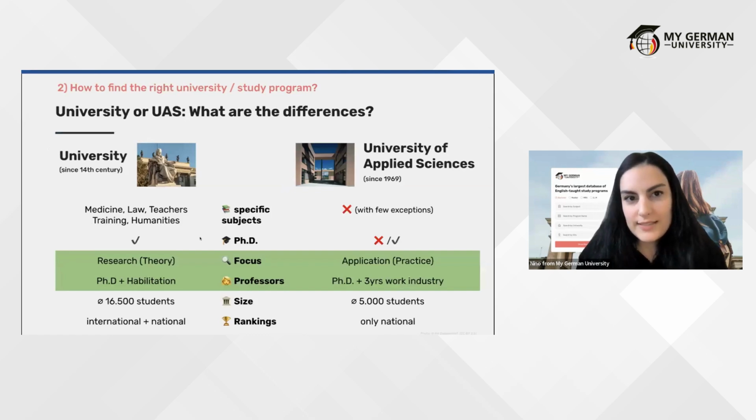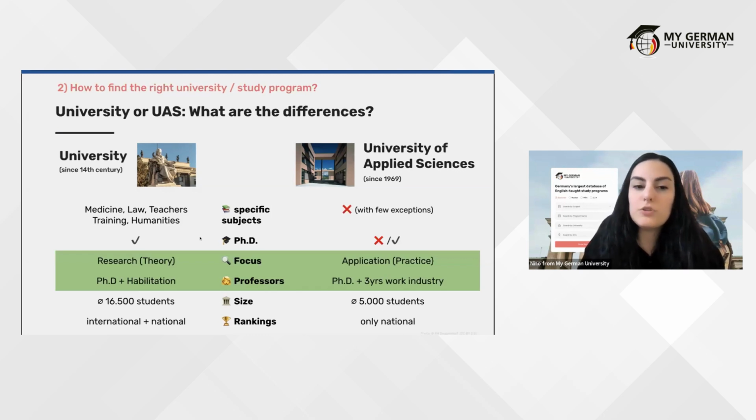Now about the university landscape in Germany. In Germany, there are universities and universities of applied sciences. And usually, like what we mentioned during the webinars, universities have programs that are more research and theory oriented, and universities of applied sciences usually offer programs that are more application and practice oriented.